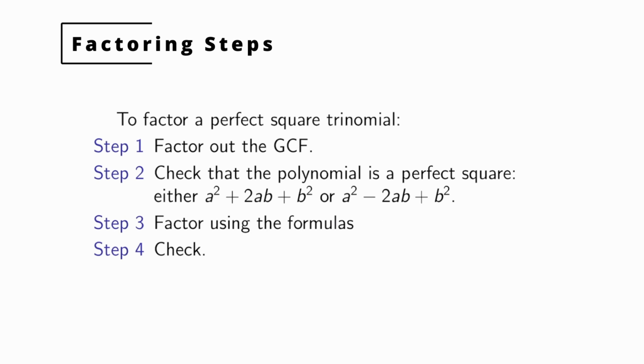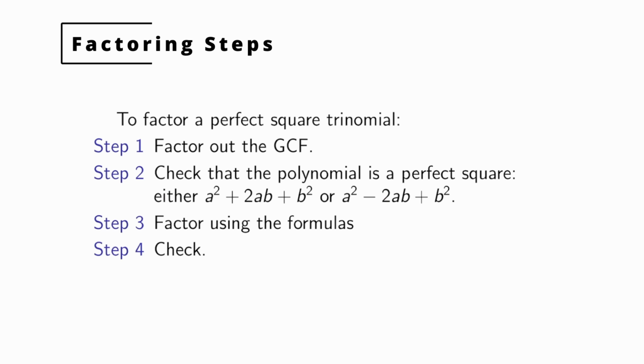Step 1 is always the same. Factor out the greatest common factor. Okay. Once you've done that, check that the polynomial is a perfect square. So it's going to basically be a sum of two squares, right? A squared plus b squared, and then twice the product of their square roots. Okay. Or it'll be negative 2 times the product of their square roots. But that's what you're looking for, something that fits either one of these two expressions.